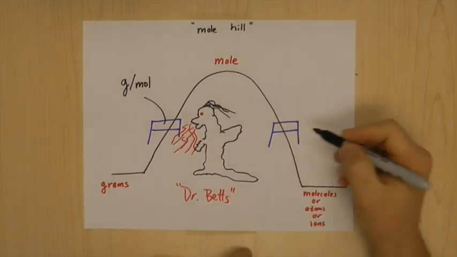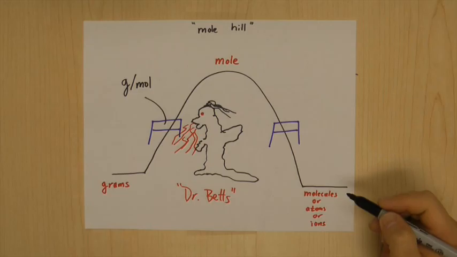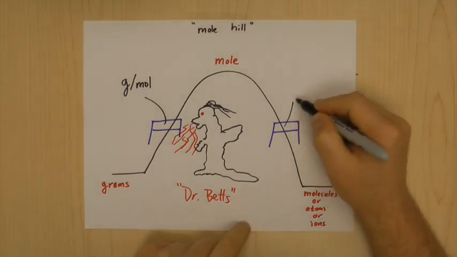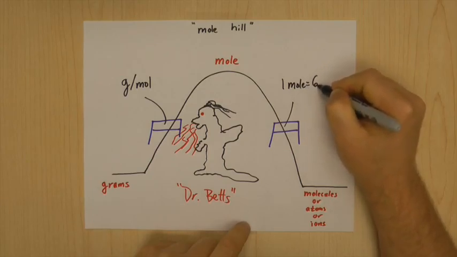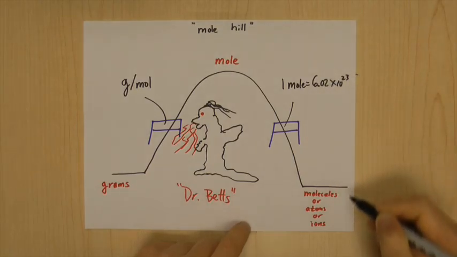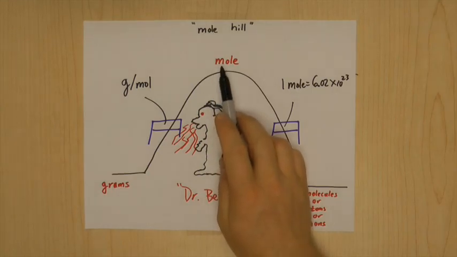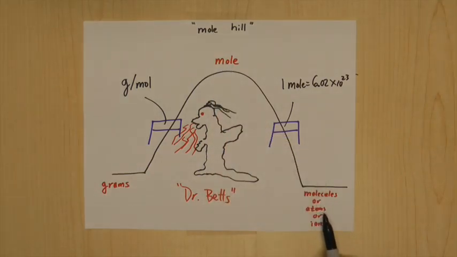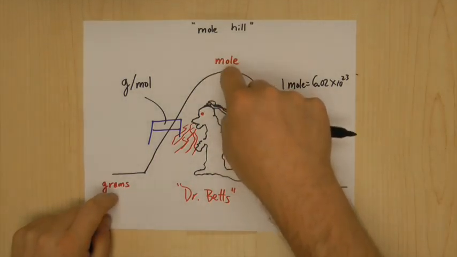Okay? Over here, there's another toll bridge. You've gone to moles, now you got to pay again to go to molecules, atoms, or ions, and this is Avogadro's number. All right, so that's how you have to do it. You have to go from grams to moles, from moles to molecules, atoms, or ions. You can never, and you will never succeed going from molecules directly to grams without going through the mole.